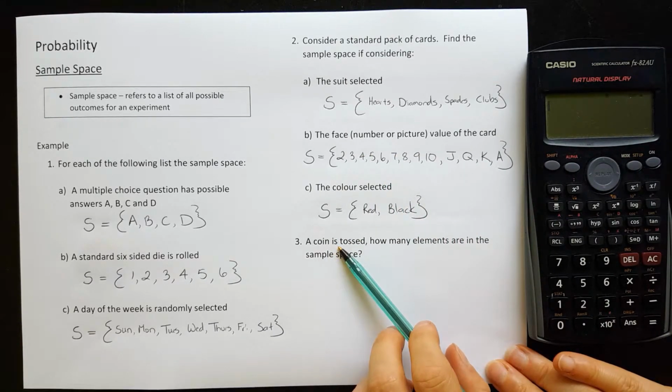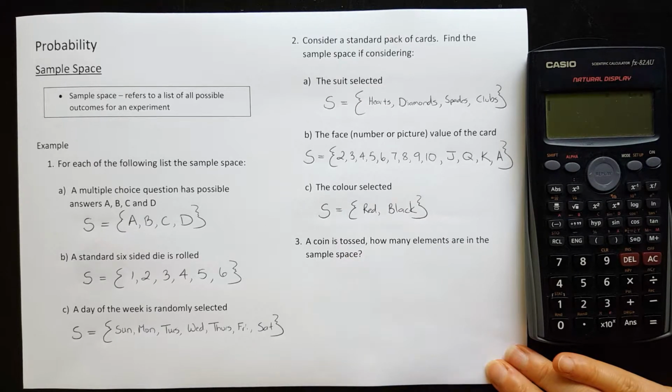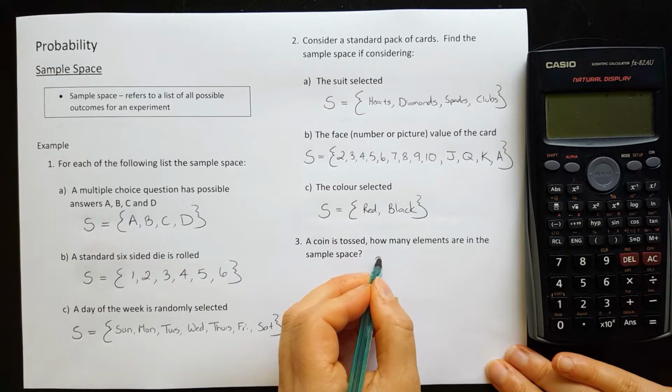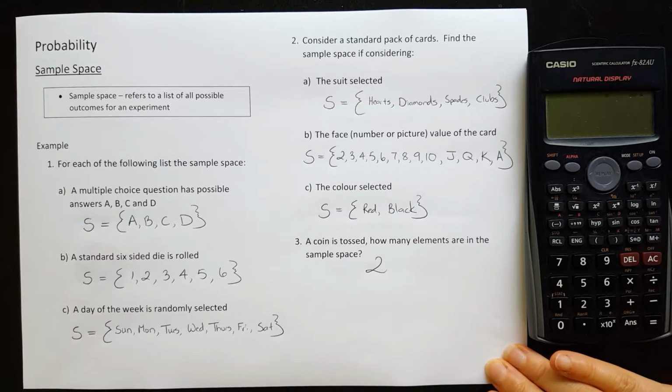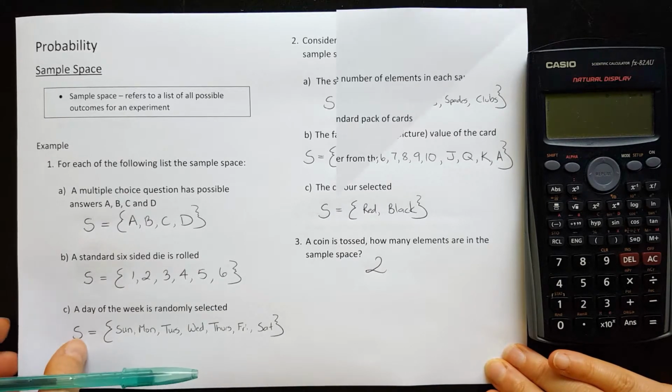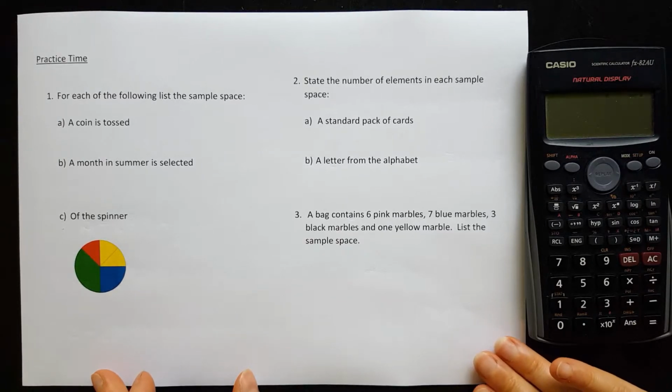So if we were to toss a coin, we could either get a head or a tail. That would be our sample space. But all we really want in this question is we want to say that there are 2. There are two things that we could get, a head or a tail, because we want the number of elements. Okay, so that's our examples today. Time for you to practice. So pause the video, give these questions a go, and then restart to see how you've gone.